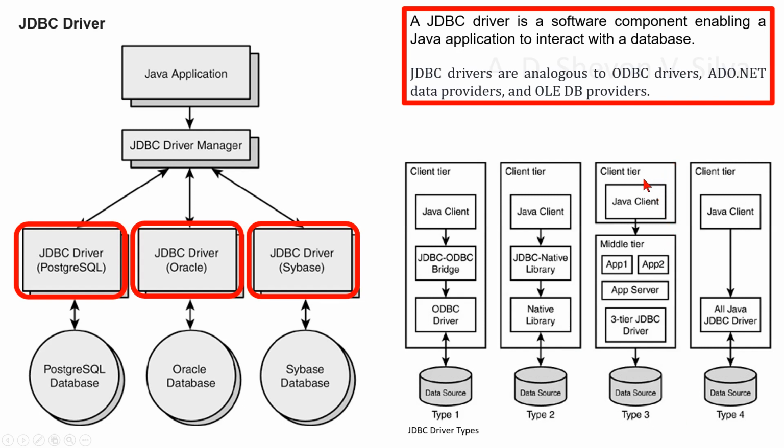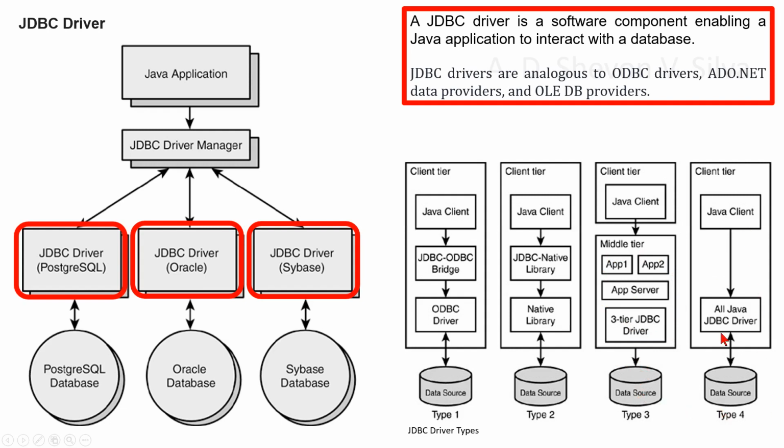Here Java client is inside the client tier. Java client is connected to middle tier. Applications, application server and three tier JDBC driver are in middle tier. Middle tier is connected to data source.